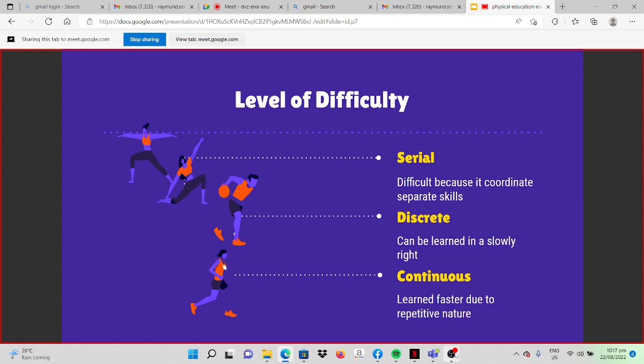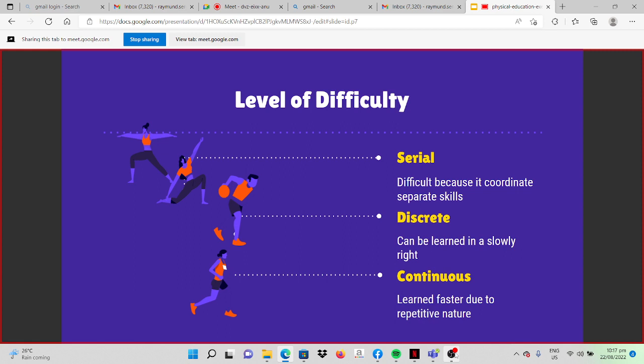We will notice that some movement skills are more difficult for us to learn. In hierarchy, continuous skills are the easy ones compared to serial, which is the difficult one to learn because it coordinates separate skills.